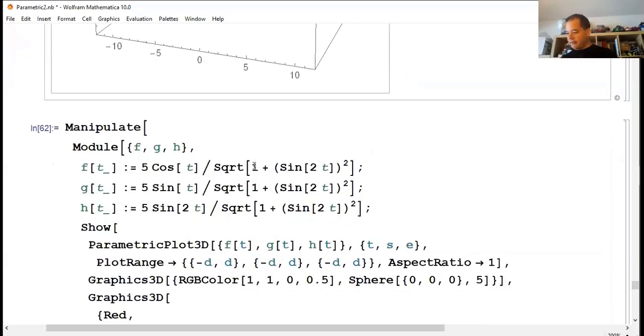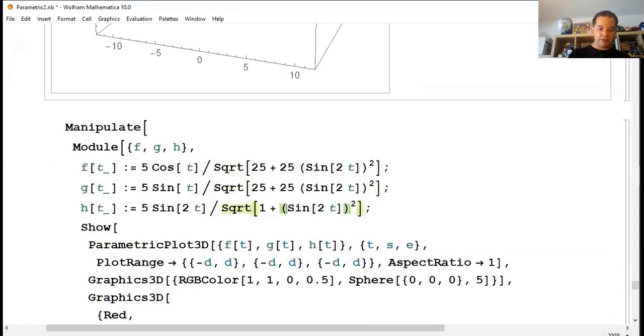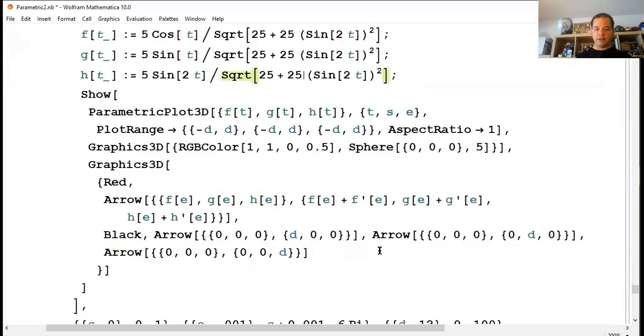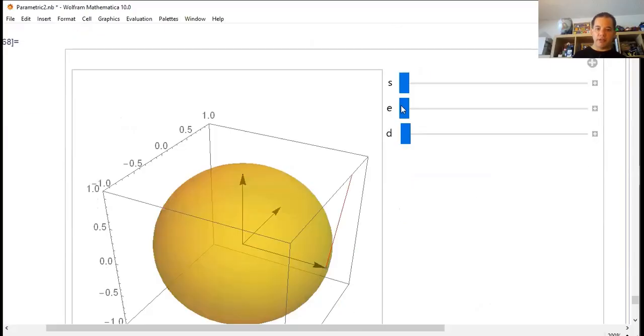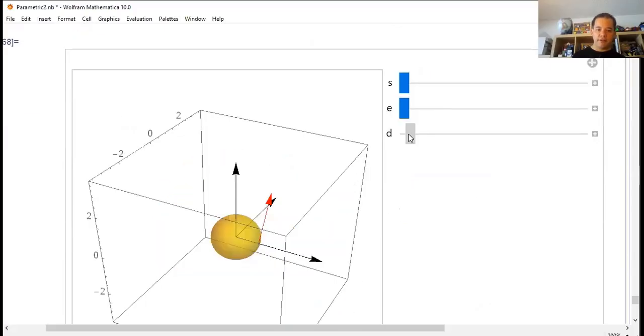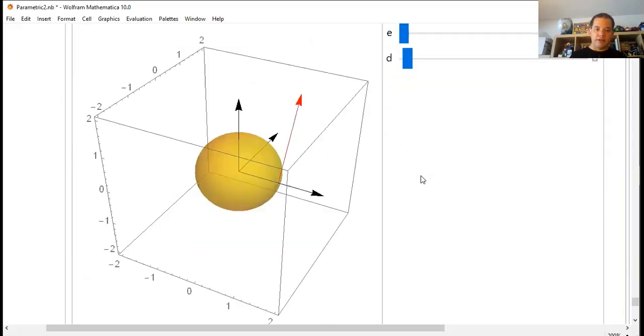So here's the one that I had. I didn't divide by the 25, so I made it into a different radius sphere, but I'll do it just like it is here. Okay, so there it is. And now it should be a sphere of radius 1. Okay, now it is. Okay, so here's our new curve.